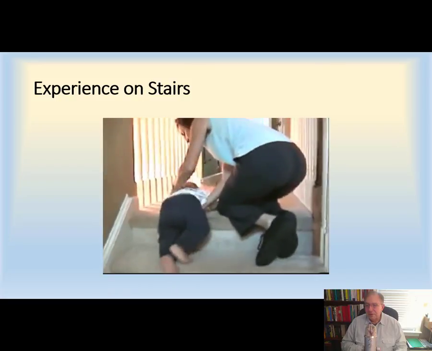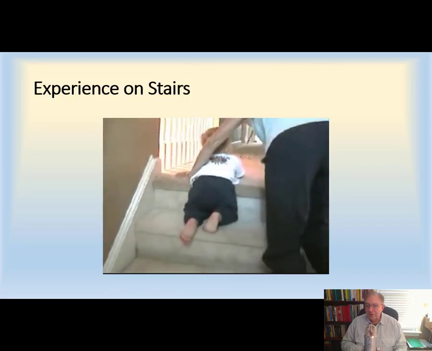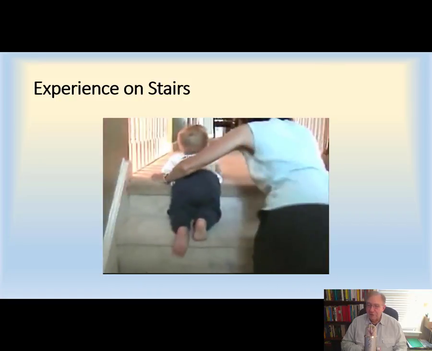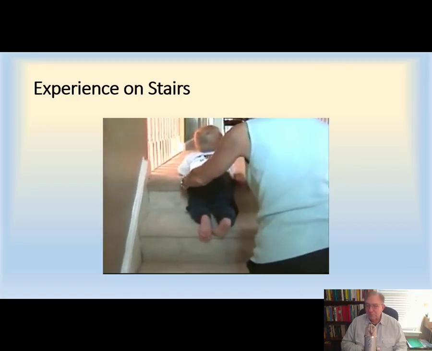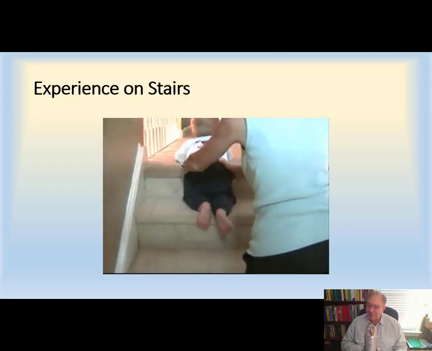Then Austin is shown backing down the steps, now heading back down on his hands and knees with the specialist tactile guiding him, with cues and encouragement from the OMS. Austin moves down one step with feet first, the OMS providing support to his pelvis.